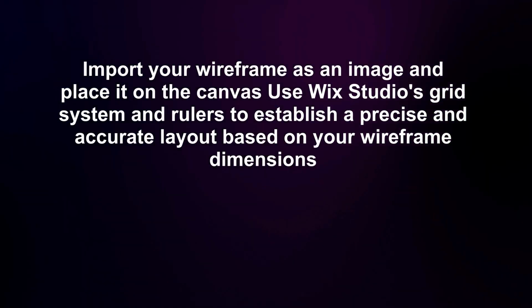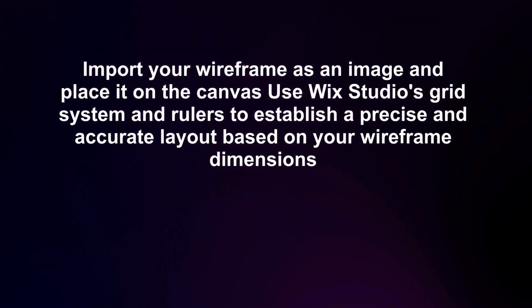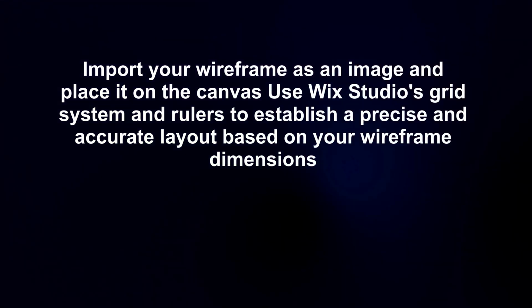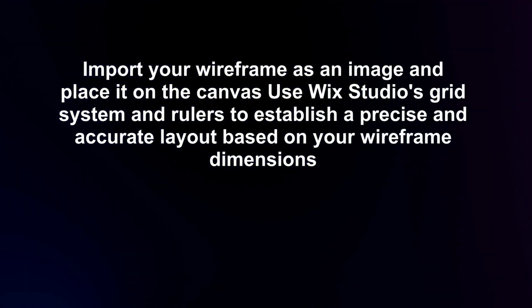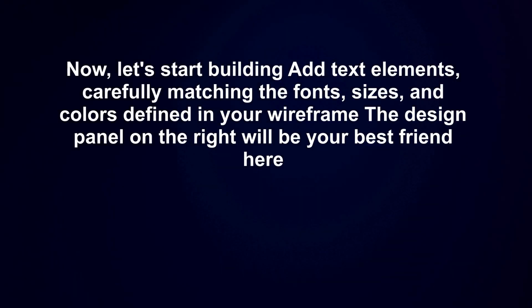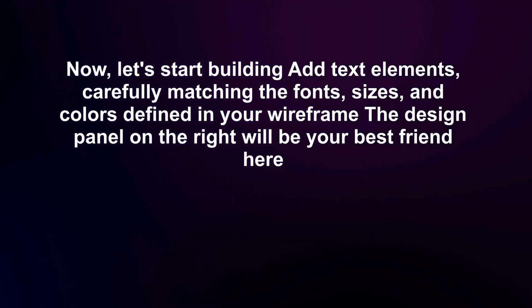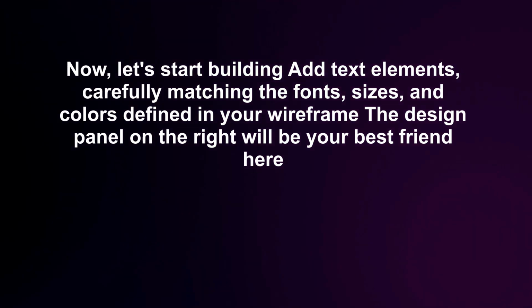Import your wireframe as an image and place it on the canvas. Use Wix Studio's grid system and rulers to establish a precise and accurate layout based on your wireframe dimensions. Now, let's start building text elements, carefully matching the fonts, sizes, and colors defined in your wireframe. The design panel on the right will be your best friend here.